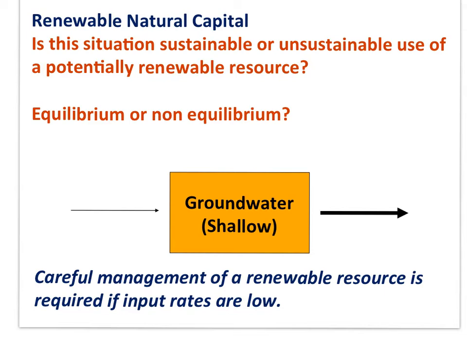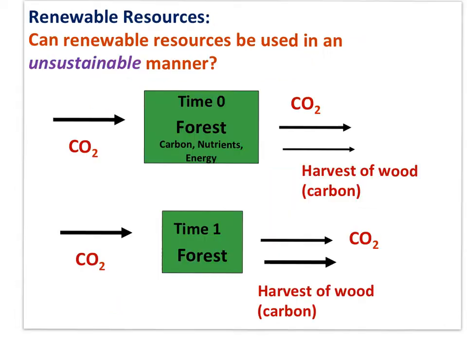This is an unsustainable use of groundwater. Here's a diagram showing the magnitude of inputs and outputs from a forest. You can see that the outputs are increasing through the year, thus the outputs are greater than the inputs. Over time, the storage will shrink. If this pattern of resource use continues over an extended period of time, the resource will disappear. This is an unsustainable use of the forest.